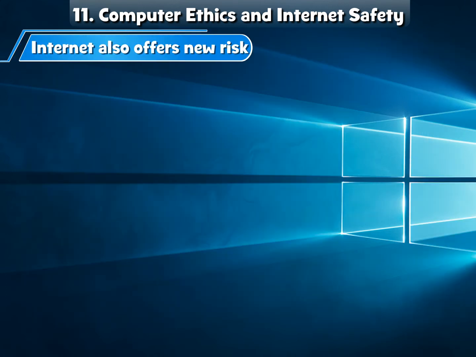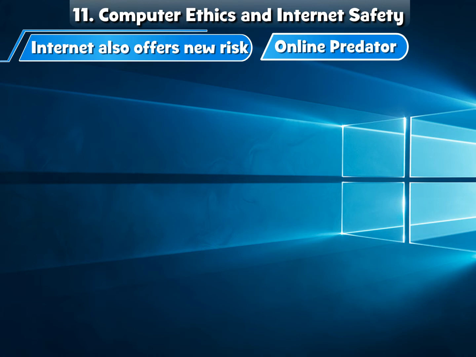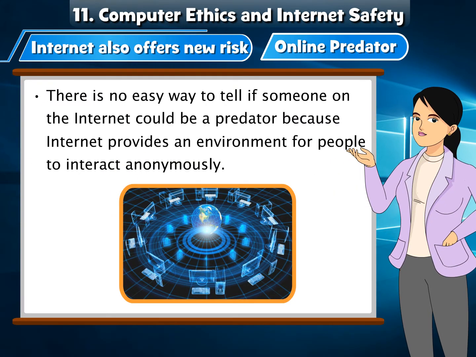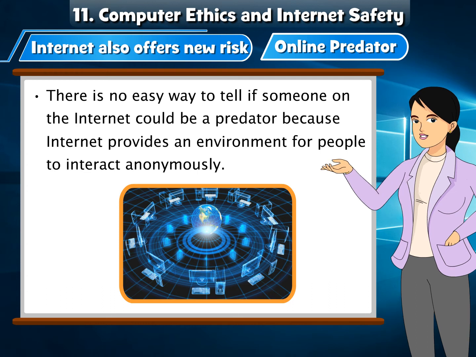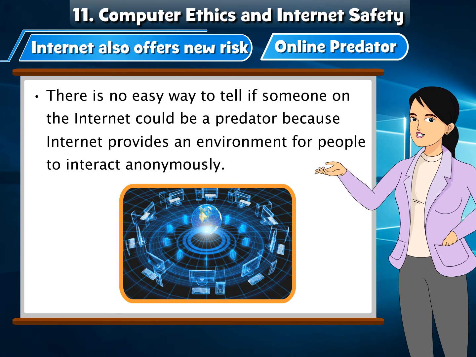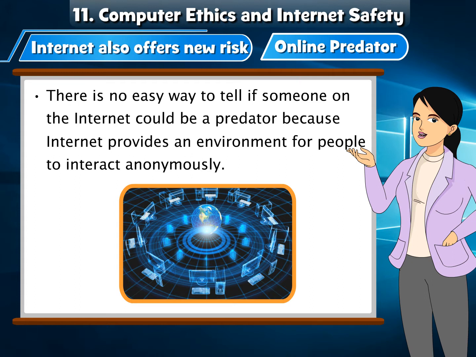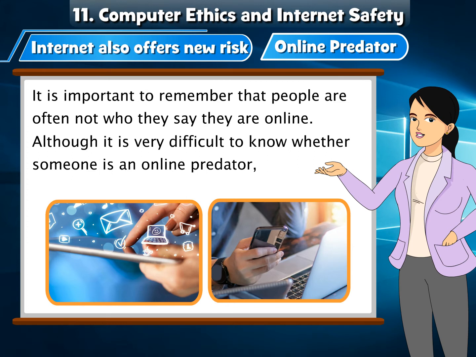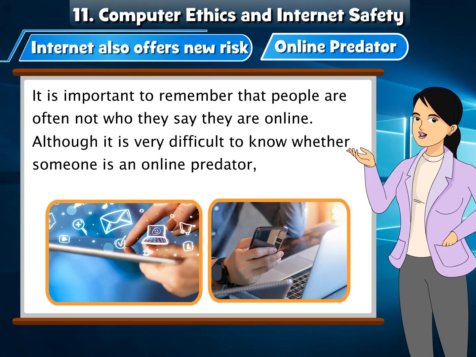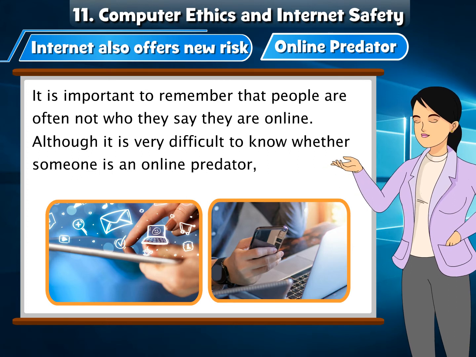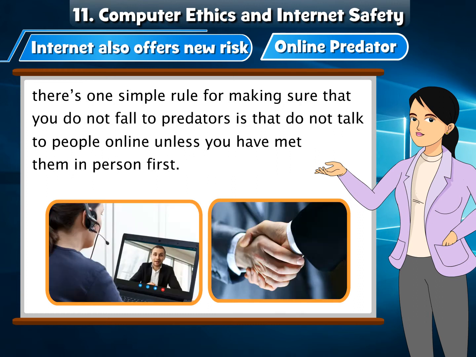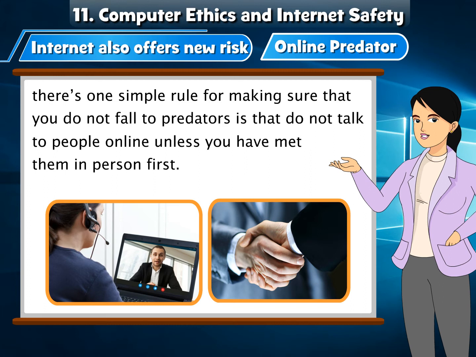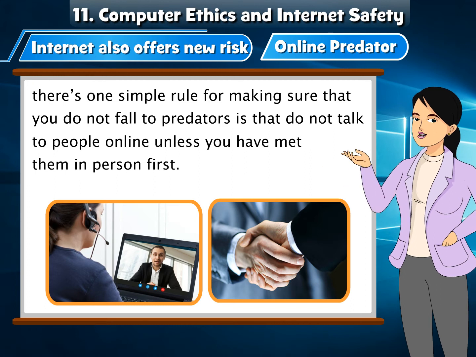Internet also offers new risk. Online predator. There is no easy way to tell if someone on the internet could be a predator because the internet provides an environment for people to interact anonymously. It is important to remember that people are often not who they say they are online. Although it is very difficult to know whether someone is an online predator, there's one simple rule for making sure that you do not fall to predators: do not talk to people online unless you have met them in person first.